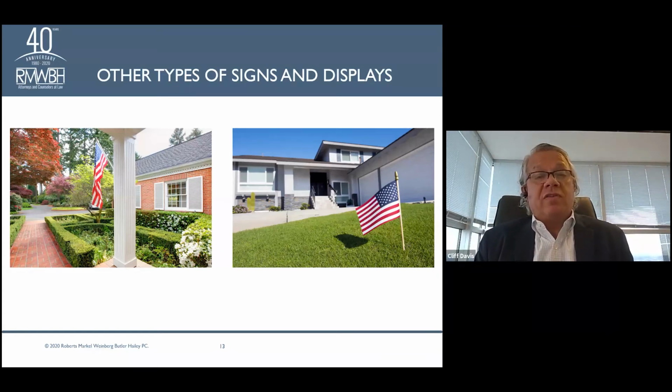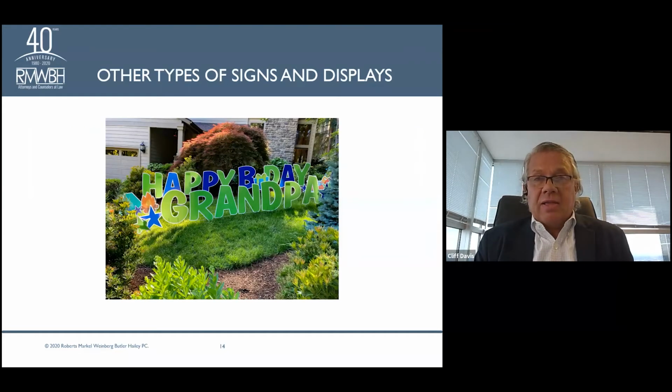Other types of displays you're going to see out there are these happy birthday signs or school spirit signs. And a big issue in a lot of associations is they'll have a restriction that says no signs, but they'll kind of look the other way for these types of signs, for school spirit or happy birthday signs or some other types of seasonal signs. And then when they get a sign they don't like, they want to enforce the restriction against it. That can lead to issues, because if the restriction is no signs, that means no signs, other than obviously political signs that are protected by law.